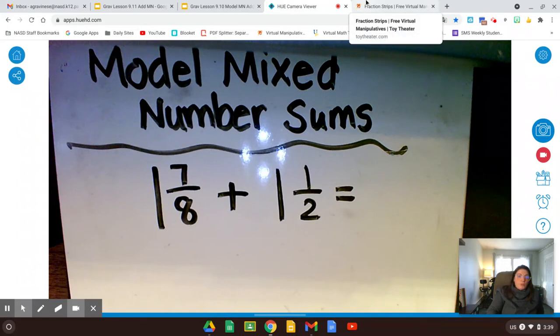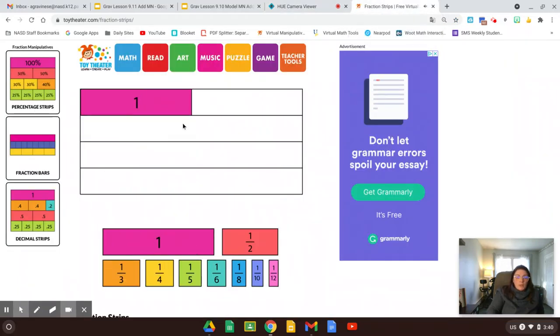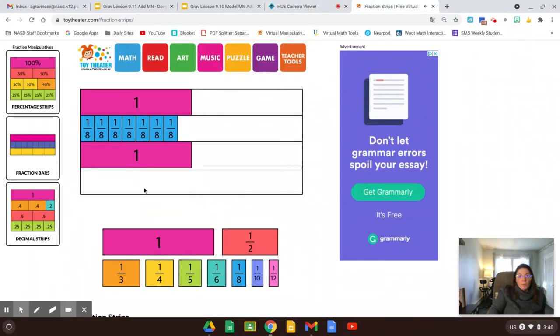Let's model each of those mixed numbers. 1 and 7/8. All right, 7/8. These are the blue ones. 1, 2, 3, 4, 5, 6, and 7. So there's the first mixed number, 1 and 7/8. And I'm adding to that 1 and 1/2. Here's 1 whole, and we can put it anywhere. Here's a half.